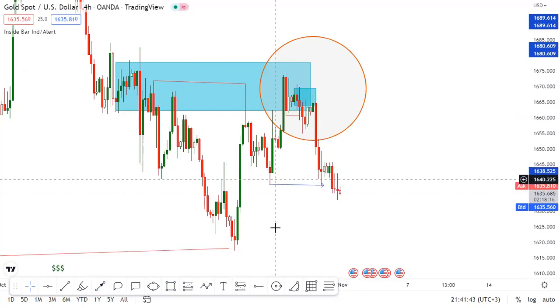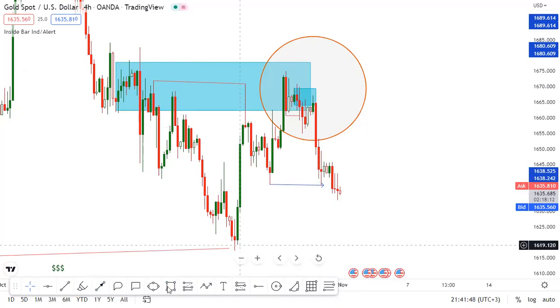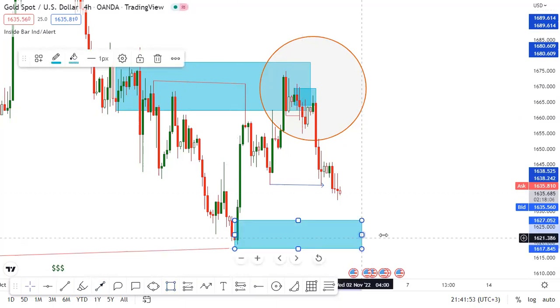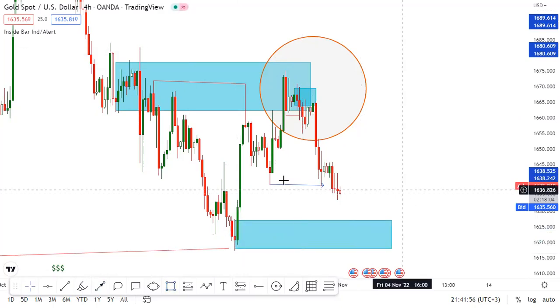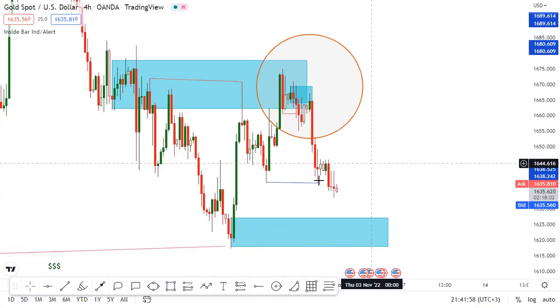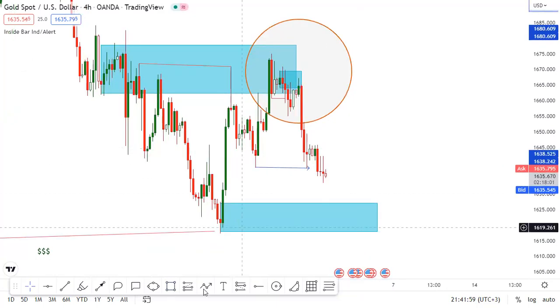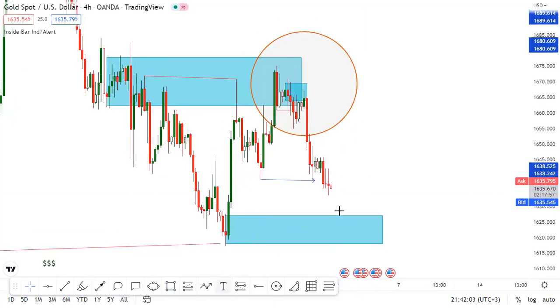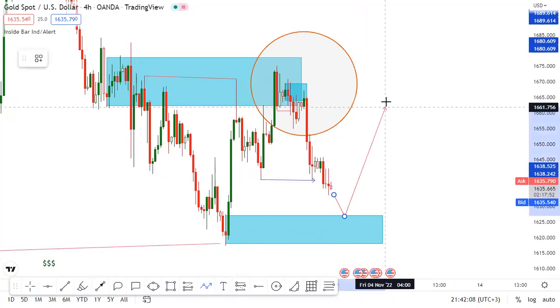So here we are continuing to sell until we see the market respecting this order block here. We are expecting to continue selling until the market reaches this lower order block, which is a bullish order block. Then we can expect the market to go higher.